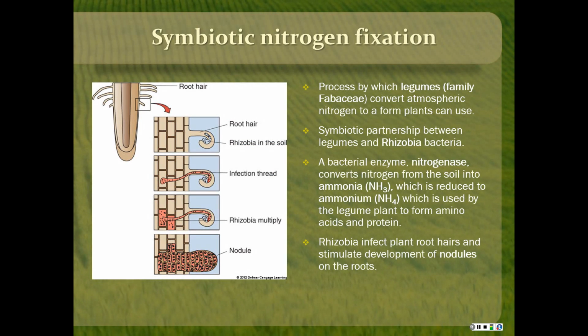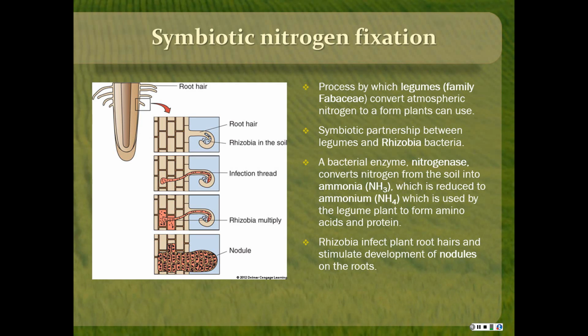And this involves a symbiosis, which is just when two species live together and both benefit. It's a partnership between legumes and species of bacteria called rhizobia. There's a different rhizobia for each species of legume. And so what happens is there's a bacterial enzyme called nitrogenase that the rhizobia use to convert nitrogen from the soil into ammonia, which is NH3, and that's changed into ammonium, which is used by the legume plant to form amino acids and proteins.